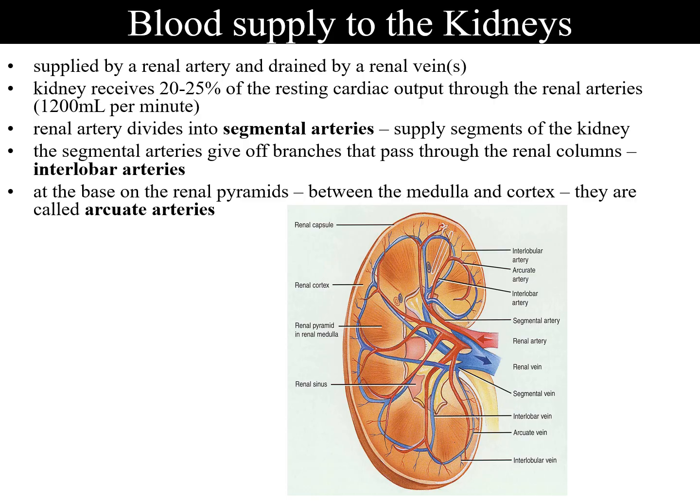The segmental arteries are going to give off smaller branches that are going to pass through the renal columns. These are known as interlobar arteries. And then they are going to arch up over the top of a renal pyramid as arcuate arteries.